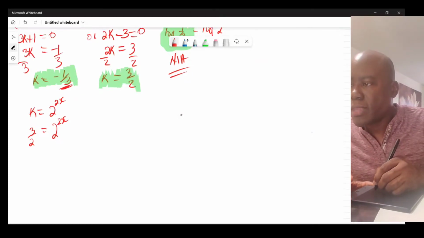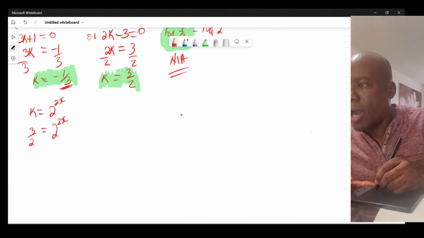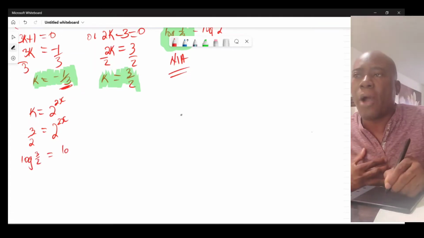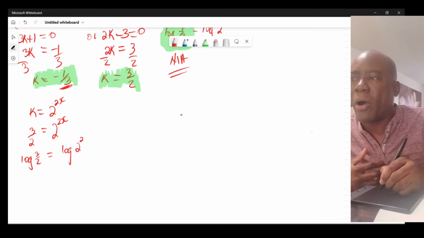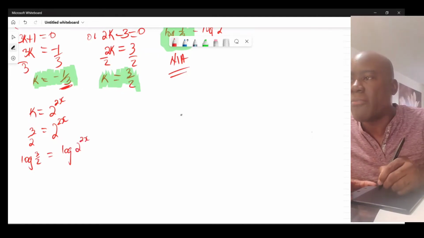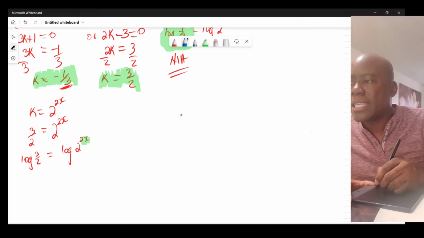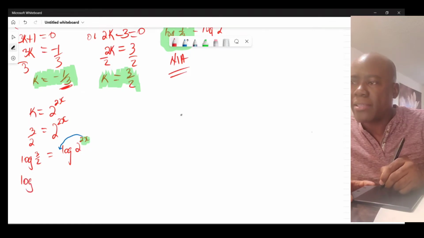So I'm going to log this. Let me log 3 over 2, which is equal to the log of 2 raised to the 2x. Now there is a log property that says when I have a power, it becomes a coefficient of my log. So this is going to come around there to assist me. But let's keep this. I could find a value here, but let's leave this for last. What I can tell you now is we have 2x log 2.